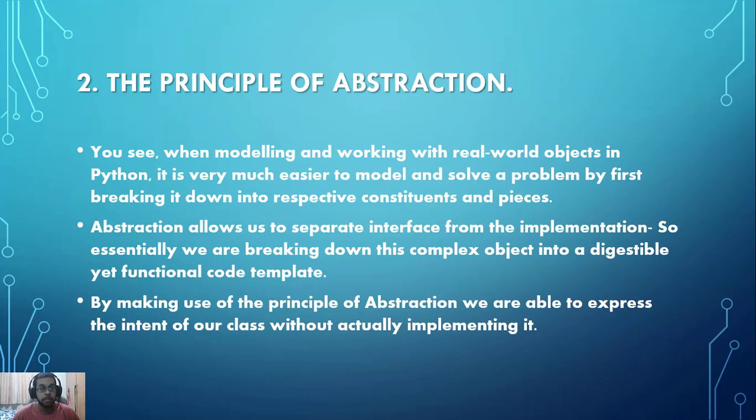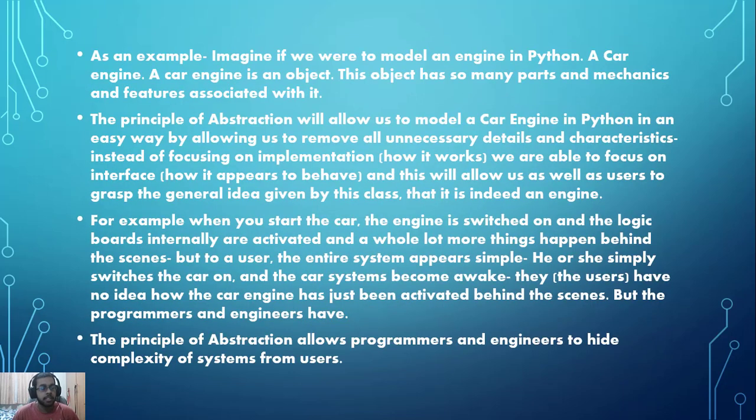By making use of the principle of abstraction, we are able to express the intent of our class without actually implementing it. As an example, imagine if we were to model an engine in Python, a car engine. A car engine is an object. This object has so many parts and mechanics and features associated with it. The principle of abstraction will allow us to model a car engine in Python in an easy way by allowing us to remove all unnecessary details and characteristics.